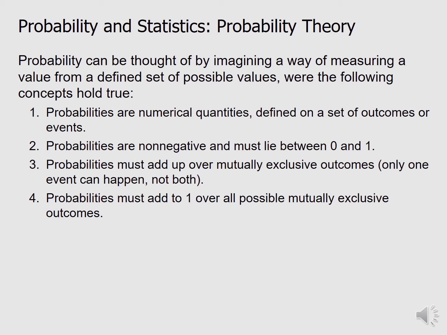Any probability-based sampling design is a way of selecting sampling units such that the probabilities are numerical quantities defined on a set of outcomes or events. These probabilities are non-negative and must lie between 0 and 1, with the probabilities summing up to a value of 1 over all possible mutually exclusive outcomes.